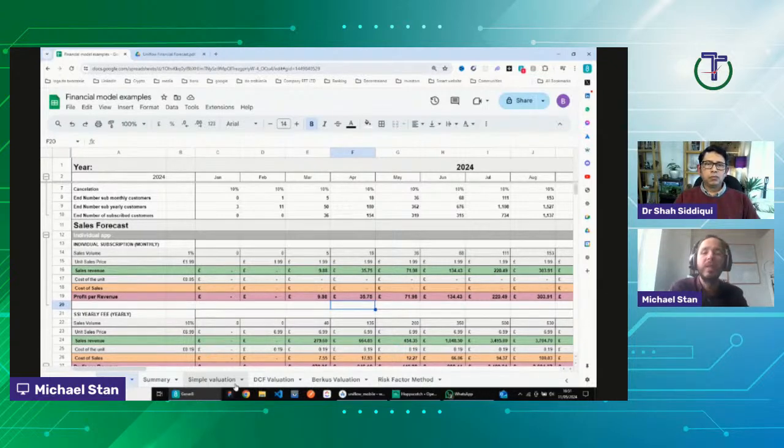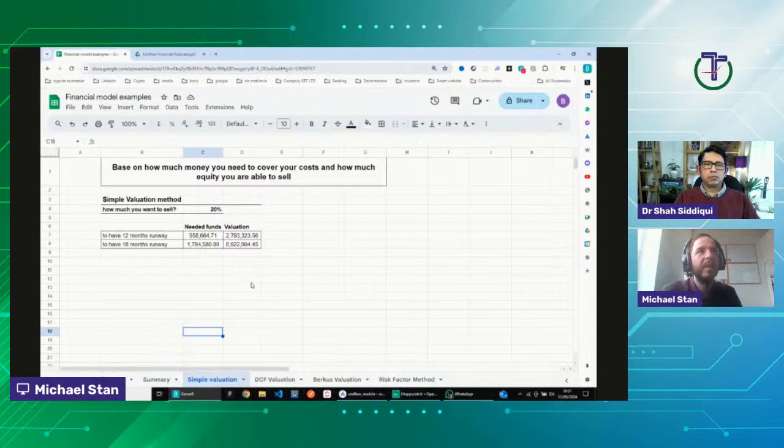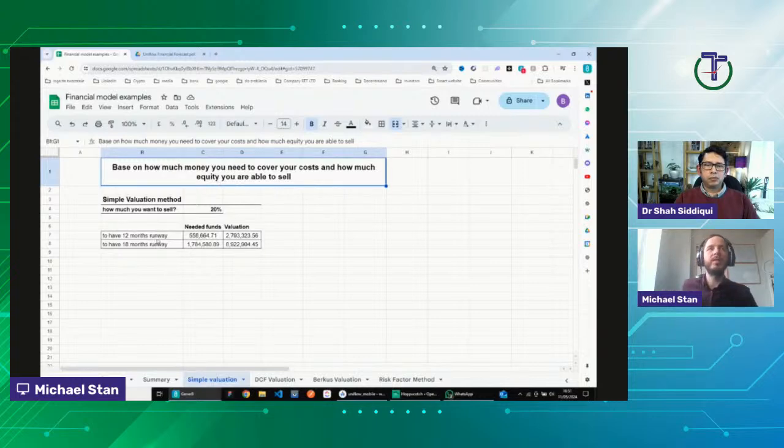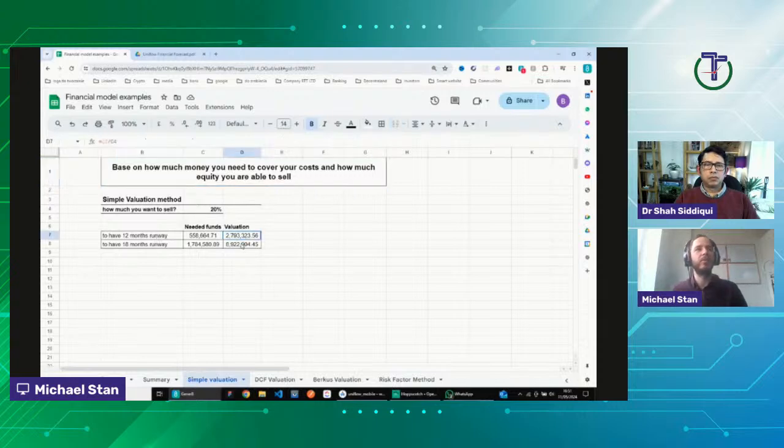The easiest way to value your startup is the simple valuation, which anyone can really do, and that valuation is based on how much money you need to cover your cost and how much equity you are able to sell. So there are two different ways. You can value your business based on how much you want to sell. If you want to sell, let's say, 10%, your valuation will go up, and if you want to sell 20%, your valuation will go down. It's the simplest way of valuing your business you can do.